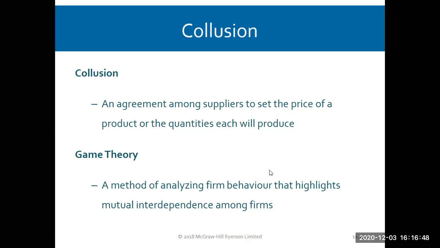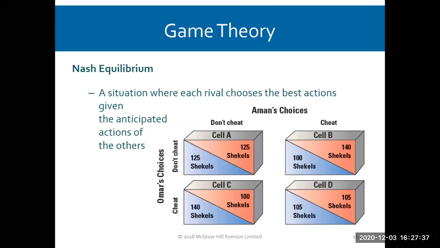And game theory is a method of analyzing firm behavior, and it highlights the characteristic that we just said was the most important one, or the most predominant characteristic of oligopoly, and that is mutual interdependence. The fact that one company makes its decisions pretty much based on what the other companies are doing or what it thinks the other companies might do. That's mutual interdependence.